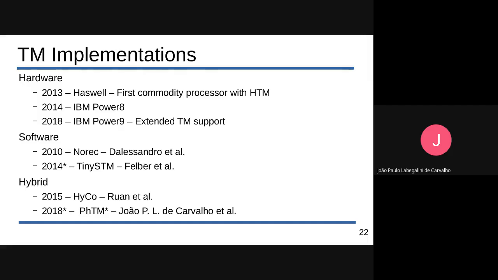So any memory access is synchronized and guaranteed to be consistent. Many transactional memory implementations exist. So we have hardware-based transactions available on commodity processors from Intel and IBM. We also have a variety of implementations in software. And both techniques can be coupled to produce what we call hybrid transactional memories.